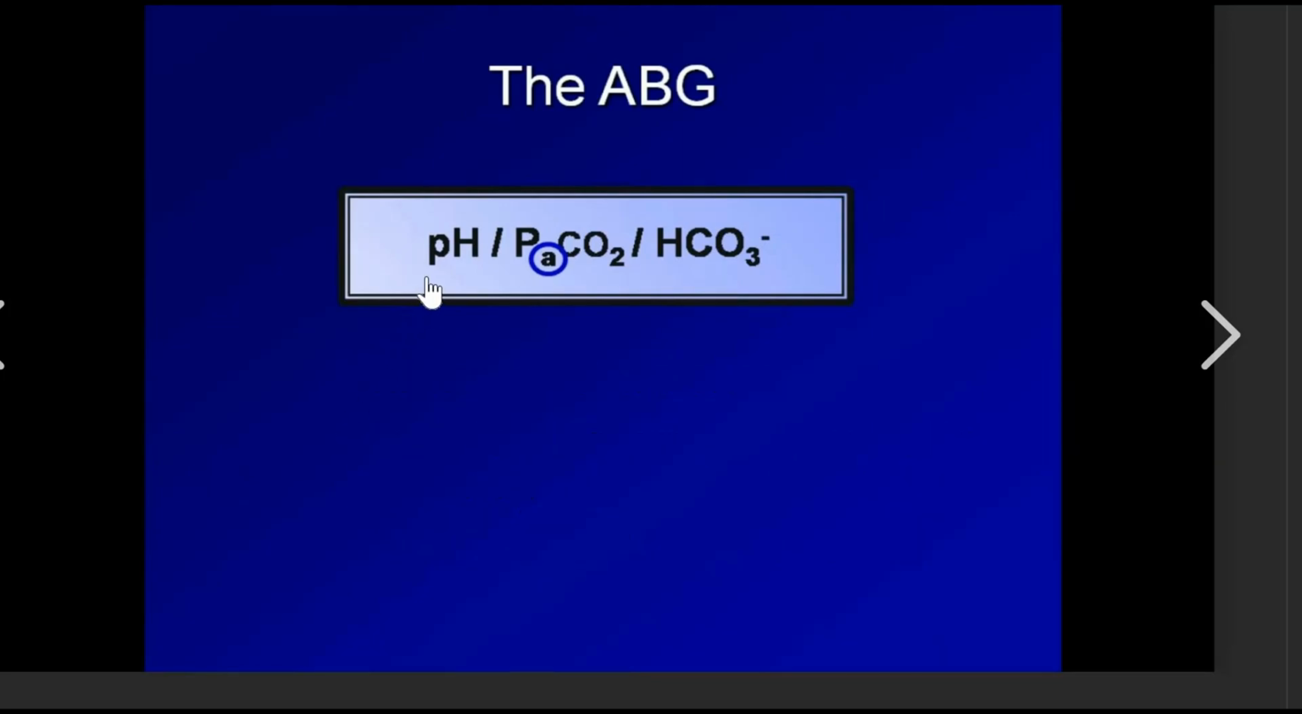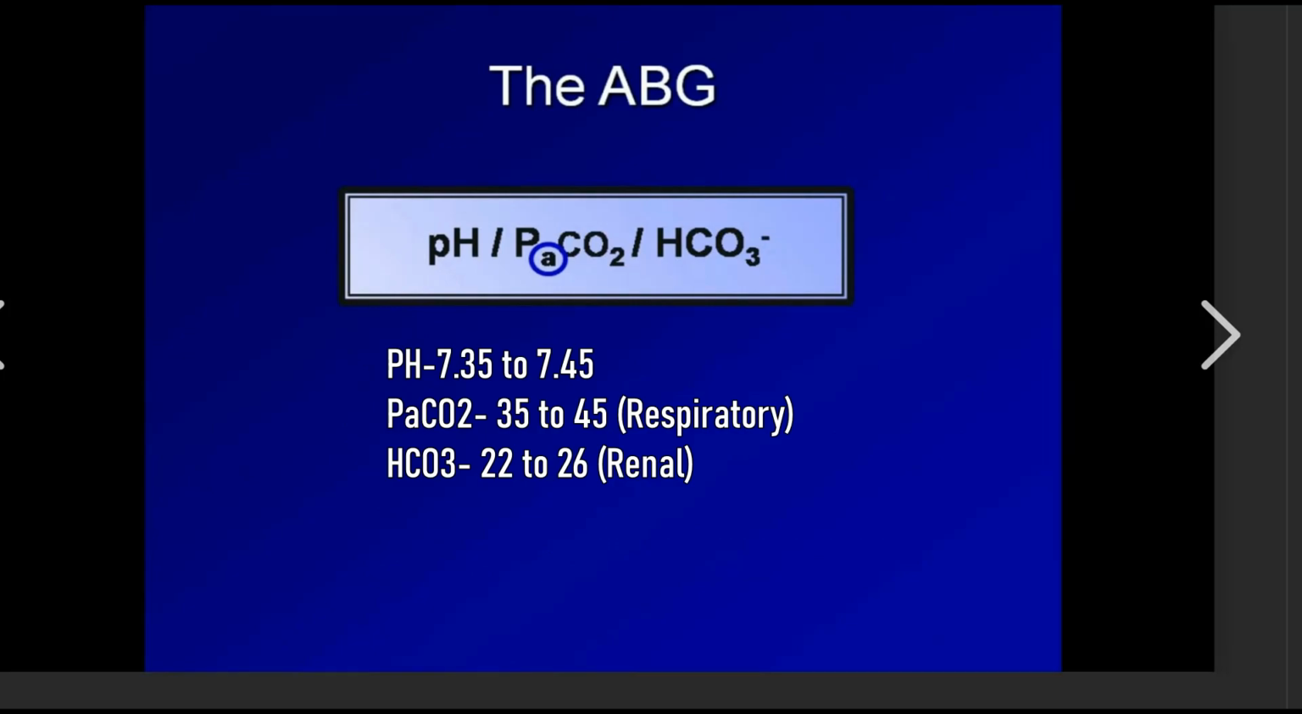Now let's see the normal values. pH normal value is 7.35 to 7.45. PaCO2 is 35 to 45 and bicarb is 22 to 26. So to interpret ABG, you have to memorize these three values. So if you can memorize, you can interpret ABG easily.